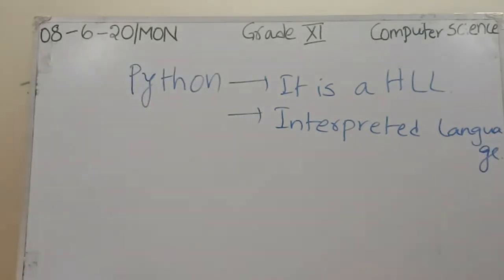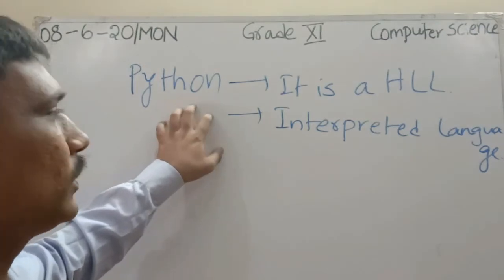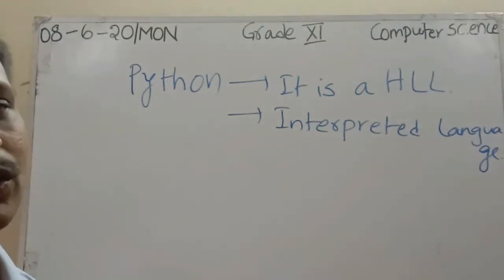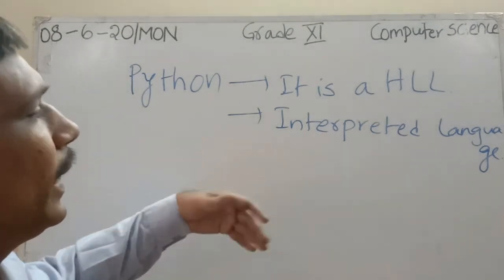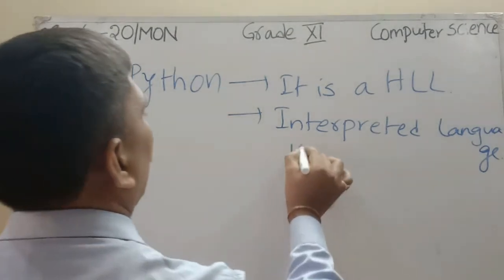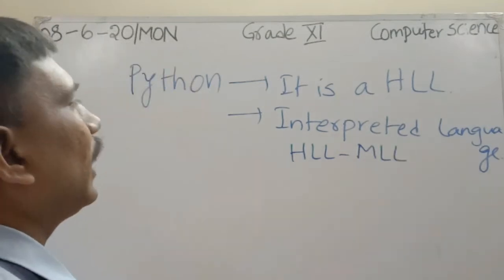For translation purposes, either a compiler or an interpreter can be used for converting a high level language program to a machine level language program. But in Python, we write code in a high level language, and that code is converted by using the interpreter. So here the translation program is an interpreter. That means line by line. It takes one line at a time to convert HLL into MLL.